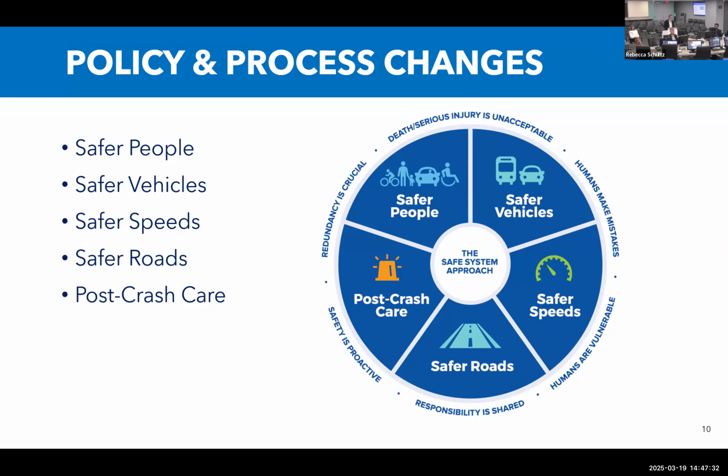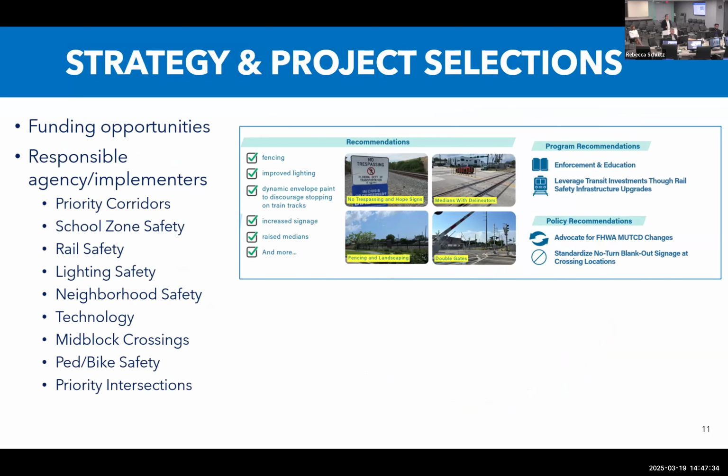So, okay. We needed to identify strategies and project selection. So we'll be talking a little bit more about some of the projects that resulted from the 11 priority corridors and also the different focus plans. We wanted to make sure that we identify some funding opportunities from a variety of sources at federal, state, county, MPO, local, private, and then also who's responsible for the implementation.